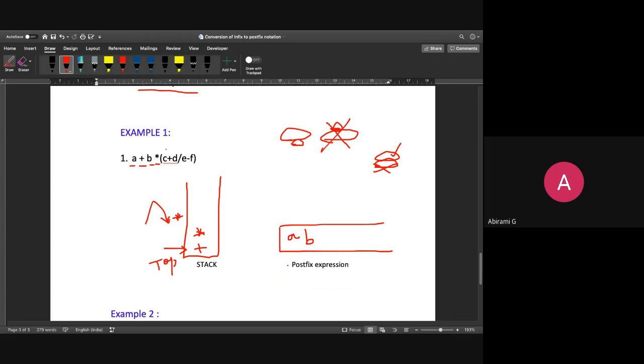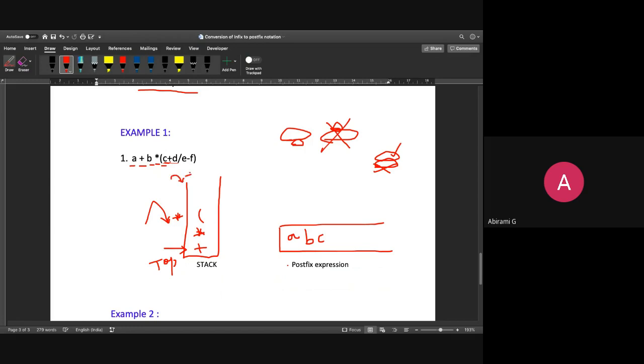Next one, open bracket. If the next input symbol is an open bracket, we can directly push it into the stack without seeing the top of the stack. The next input symbol is C. C is an operand, so place it into the postfix expression string. Then the next input symbol is plus. Since plus is an operator, we have to push it into the stack.